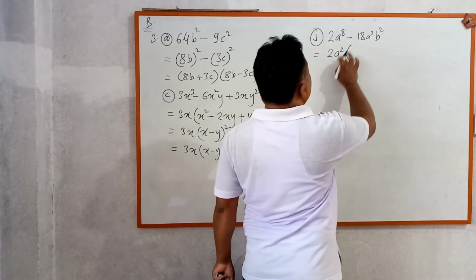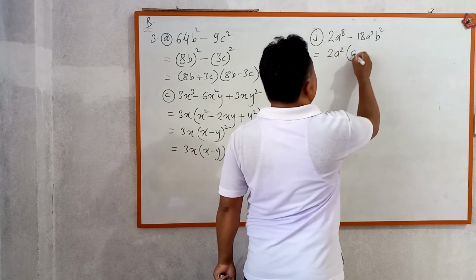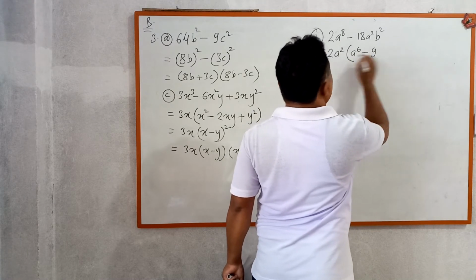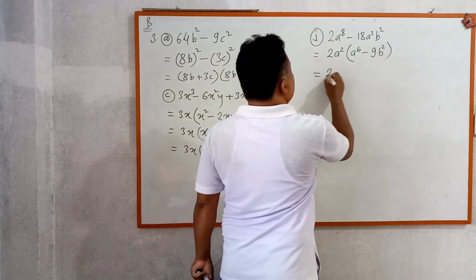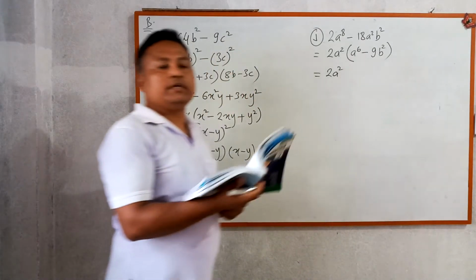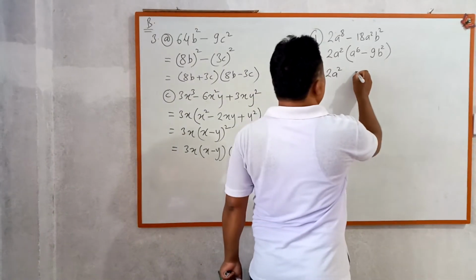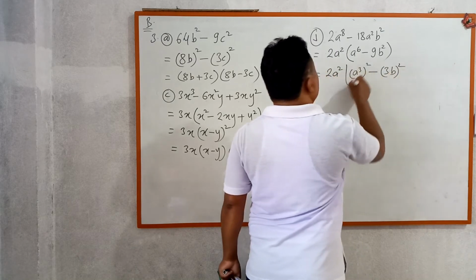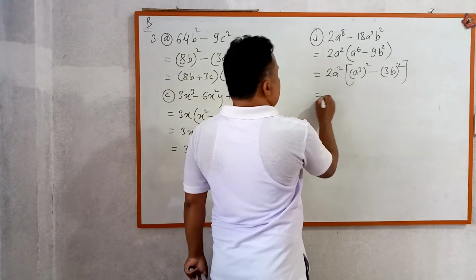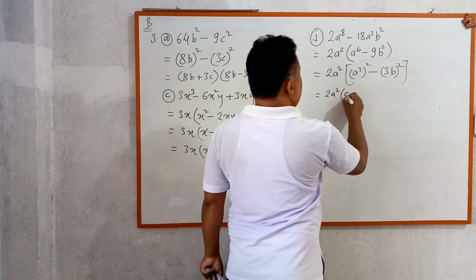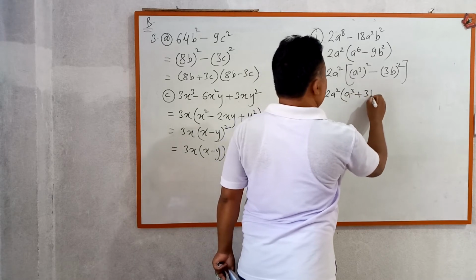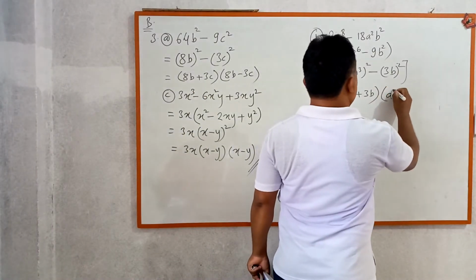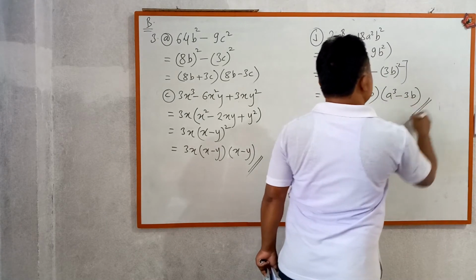2 is already common, a square common, so from here a to the power 6 is left, minus, 2 nines are 18, so 9 left, and a square already common, b square left here. And this equals 2a square, and a power 6 can be written as a cube whole square. A cube whole square minus 3b whole square, give a square bracket. And this equals 2a square, now a cube plus 3b, by the formula a plus b, a minus b, from a square minus b square, so a cube plus 3b, a cube minus 3b. So this is the answer to this question.